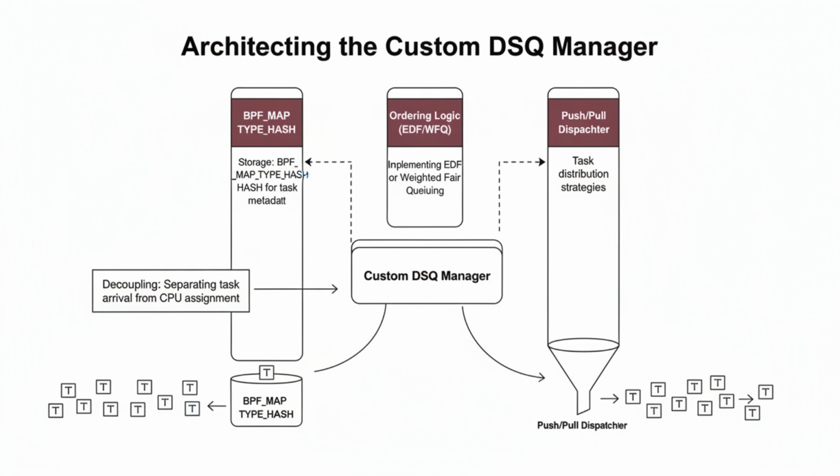The key architectural decision here is choosing between a push model, where the manager pushes tasks to idle CPUs, or a pull model, where idle CPUs request tasks from the manager. For high availability systems, a hybrid approach often yields the best balance between throughput and latency.